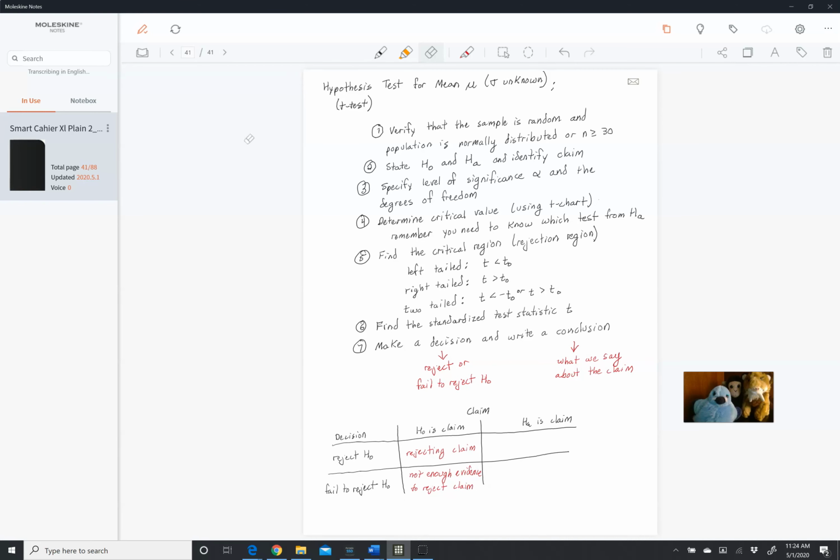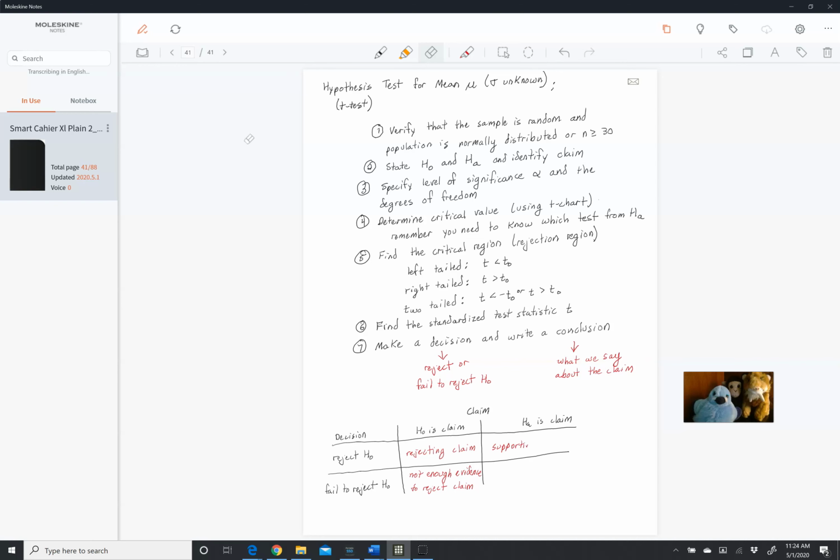Okay, I always go back to that, to a jury. If you find a defendant not guilty, which would be the same thing as failing to reject the null hypothesis, that does not mean that you're saying they're innocent. You're just saying there wasn't enough evidence that they were guilty. Okay? And if you reject the null hypothesis and the alternative is your claim, then you're supporting this claim.